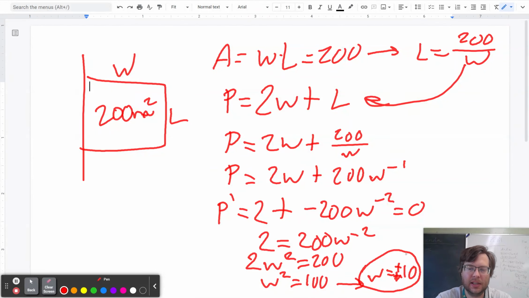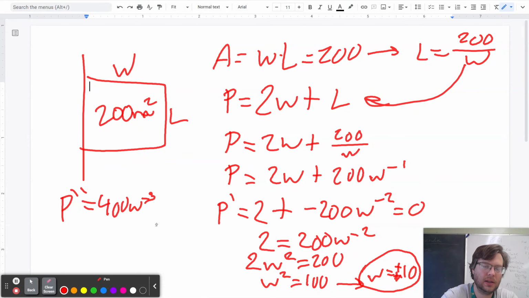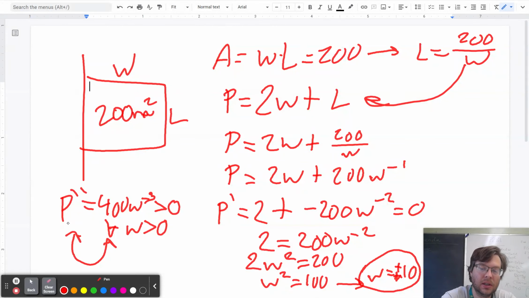If I take the second derivative of my perimeter, I can see that it is positive 400 W to the negative 3, and this is greater than 0 for all W greater than 0. What that means is that I have a concave up perimeter function, so the critical point that I found has to be a minimum. And what am I trying to find? I'm trying to find the least possible length of fencing here, and the word length in the problem statement means all of it together. It means the whole perimeter.